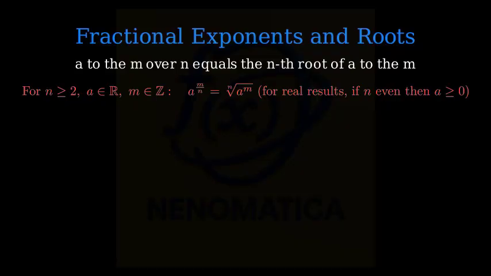For n greater than or equal to 2, a real number a, and any integer m, a to the power m over n equals the nth root of a to the m. If n is even, a must be non-negative for real results.